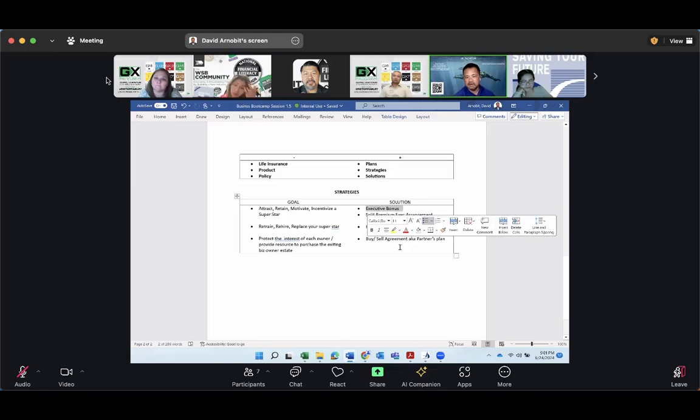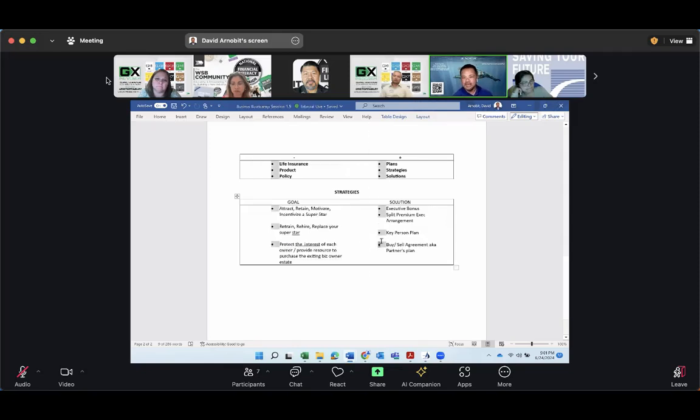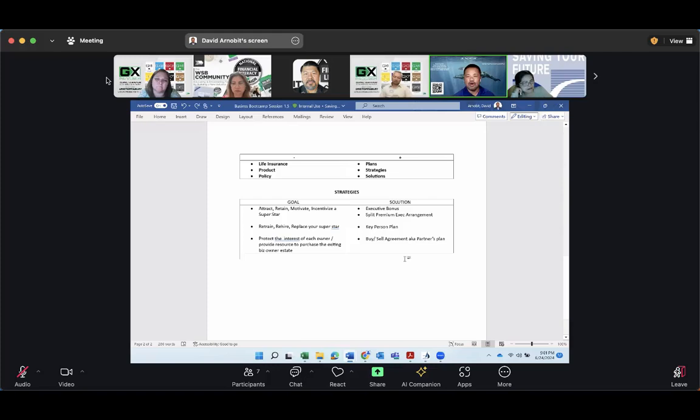So my family gets that $1 million executive bonus. Ray, or the company, gets the key person in order to be able to rehire, replace, or retrain for my position. And then what happens? This also pays out to provide Ray a source to what? Provides him a resource to purchase the exiting business owner's estate. So my wife gets this money again, and guess what? Ray gets the business. So you can see why all 3 completely make sense. It's just good planning.